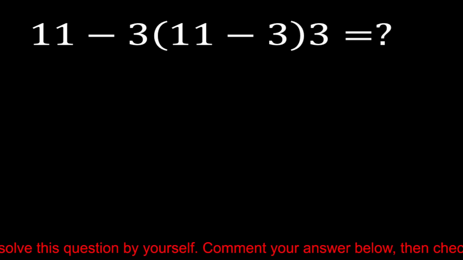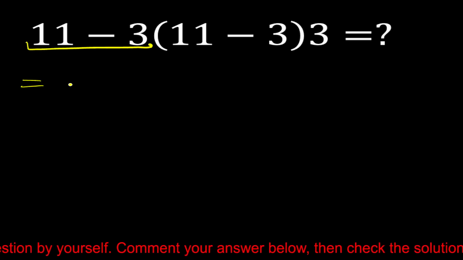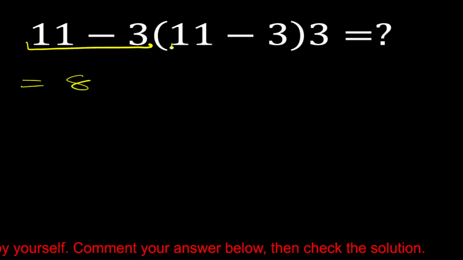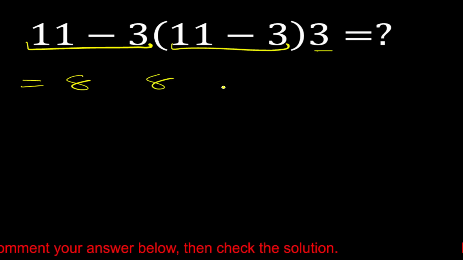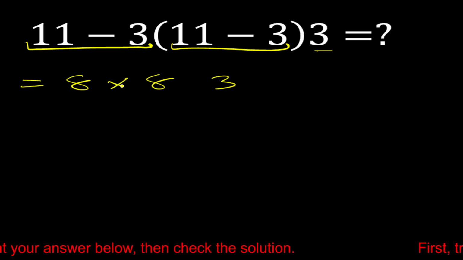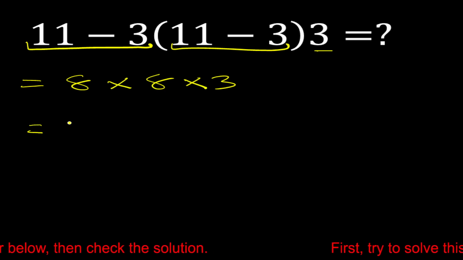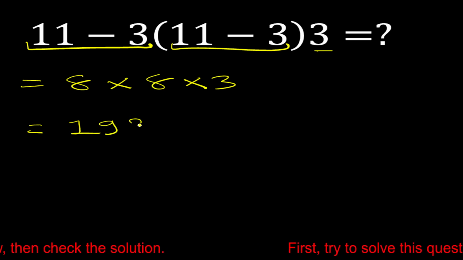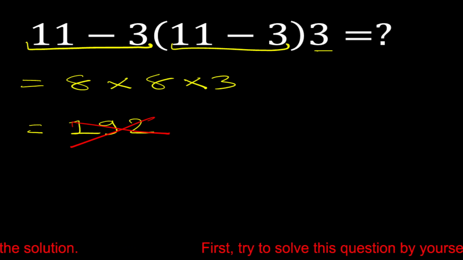So most people solve this question like 11 minus 3 is equal to 8. Then again 11 minus 3 is equal to 8. Now 3. So 8 multiply 3 is equal to 192. Okay. But this answer is not correct. This answer is completely wrong.